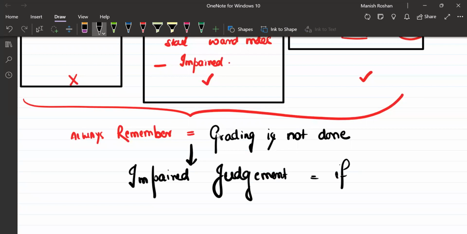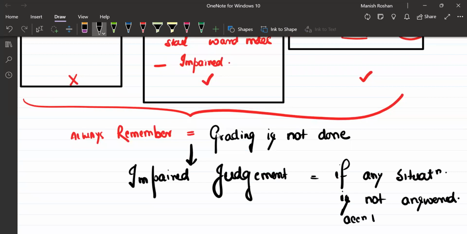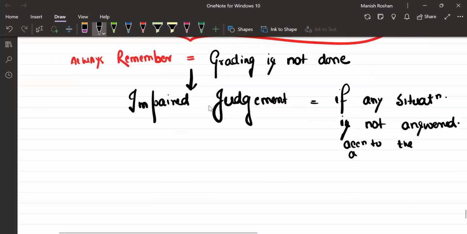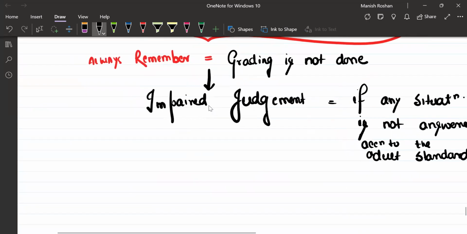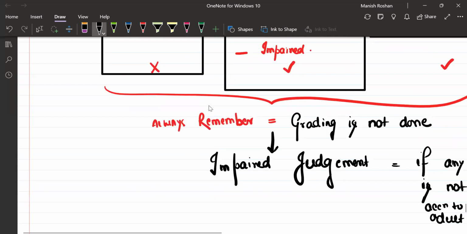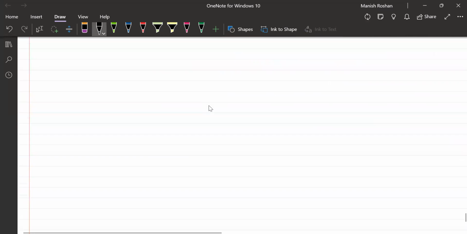If any situation is not answered according to the adult standards, you have to practice this a number of times whenever you are doing your mental status examination and neurocognitive function. So by this, we come to the last part of the discussion of today, that is insight.